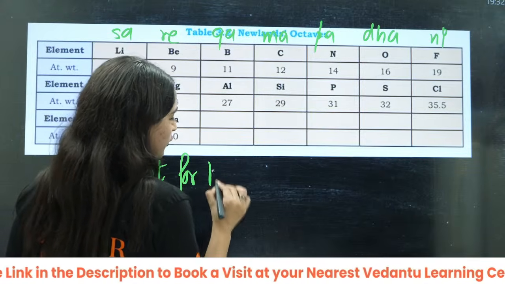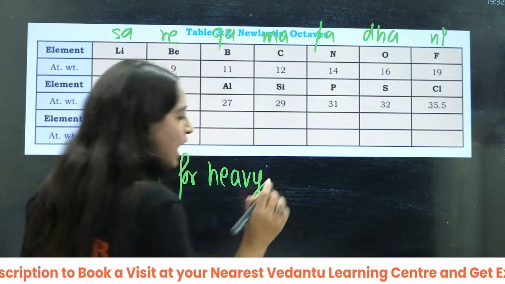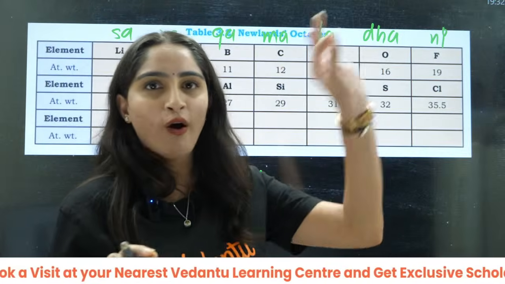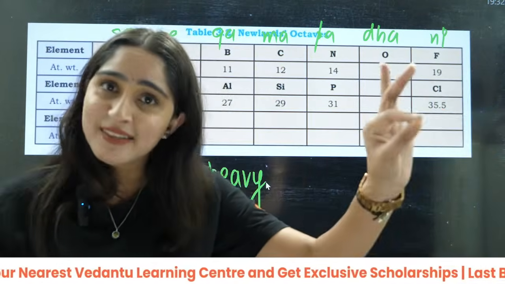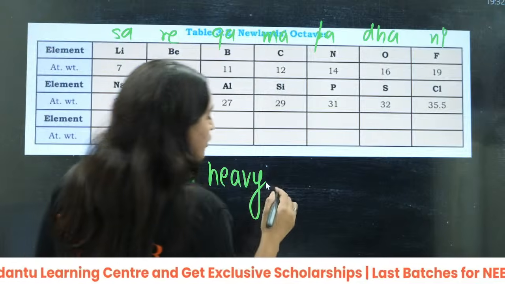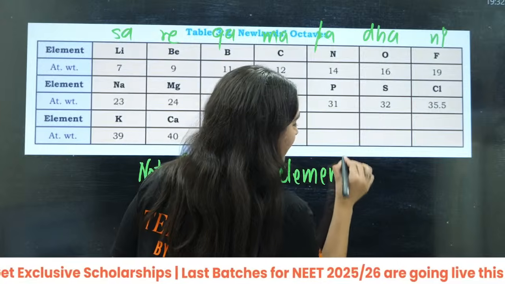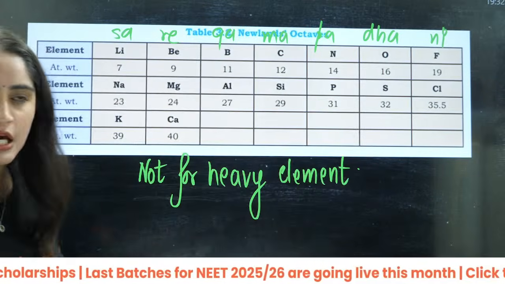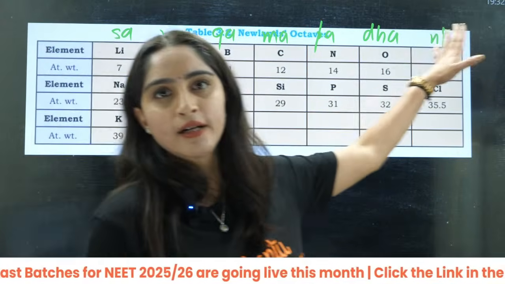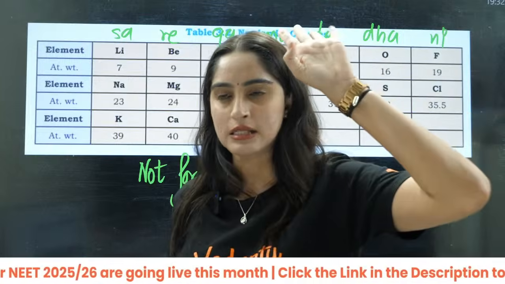Whatever I am writing now, I want all of you to write it down on the side of your NCERT. That is why I am writing it here. Okay, this was not for heavy elements, right? So that was also discarded. Now till here we have three things, right?